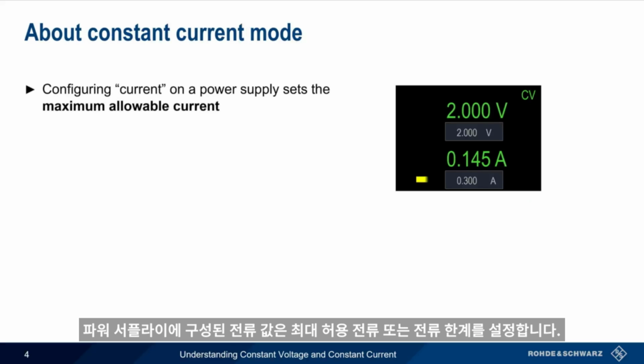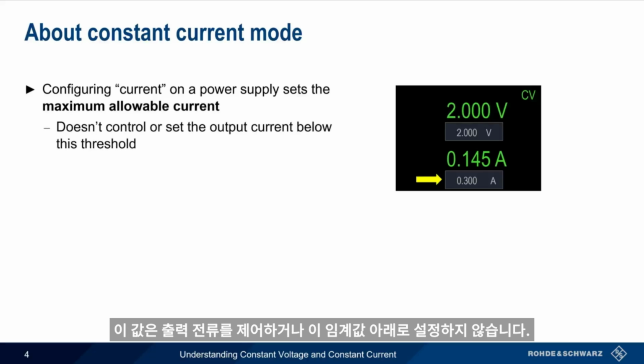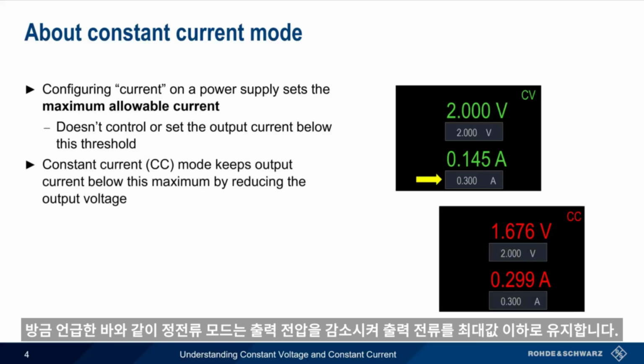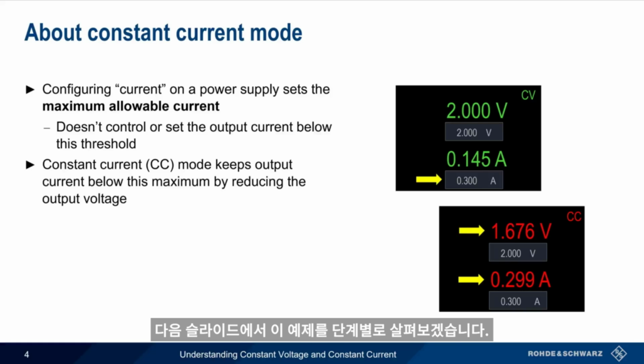The current value configured on a power supply sets the maximum allowable current, or the current limit. It doesn't directly control or set the output current below this threshold. As mentioned a moment ago, constant current mode keeps the output current below a maximum value by reducing the output voltage. We'll go through an example of this step by step in just a moment.